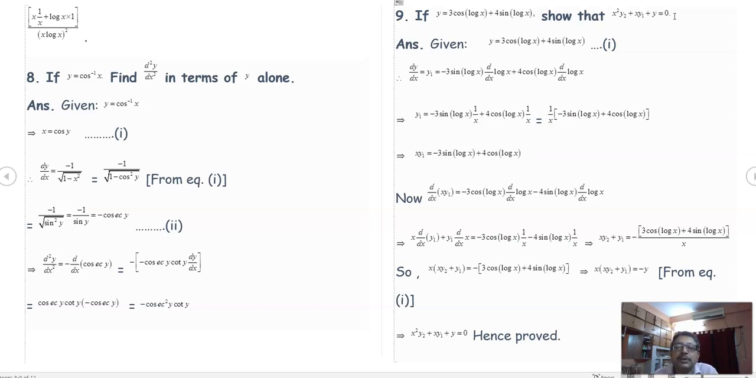Differentiate once more. Then again x will appear on the right side. Then again you shift it to the left side. The advantage is that you are getting the thing which was given here in the numerator again. So you replace it by y. And then finally it is changed to x into xy2 plus y1 equal to minus y. So it is proved that x square y2 plus xy1 plus y equal to 0. Okay.